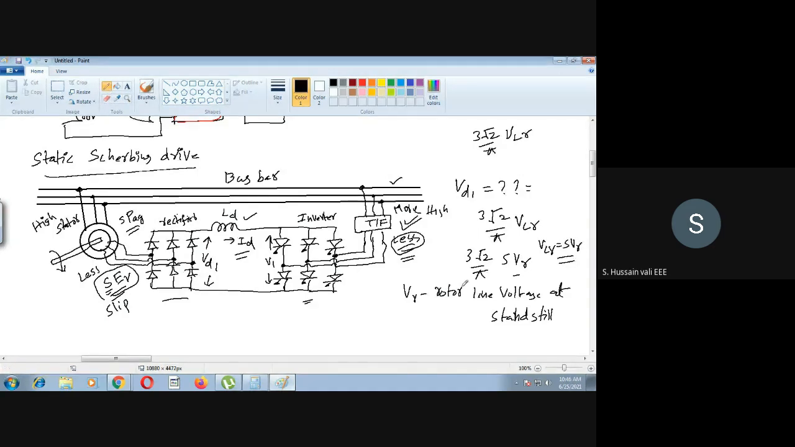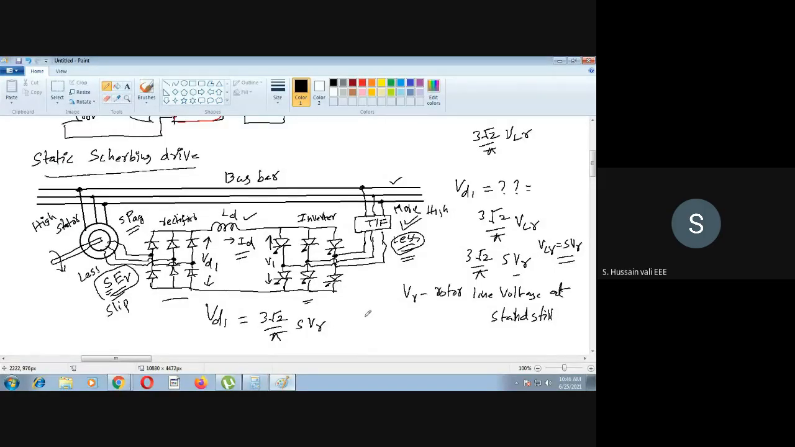Then I want to rewrite this equation further. VD1, I got the answer: 3 root 2 by pi SVR. VR is the rotor line voltage at standstill. Otherwise, you can replace this SVR with VLR also. VLR is any rotor line voltage, but at standstill you want to convert it, then S into VR, where S is the slip here. Then I can rewrite this equation further.